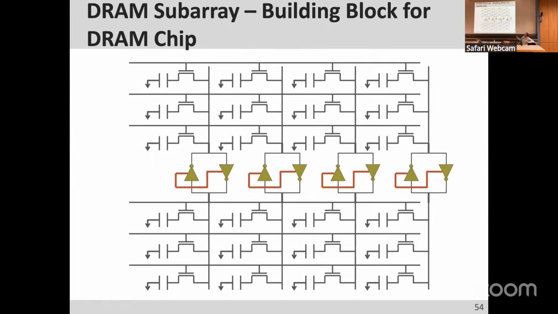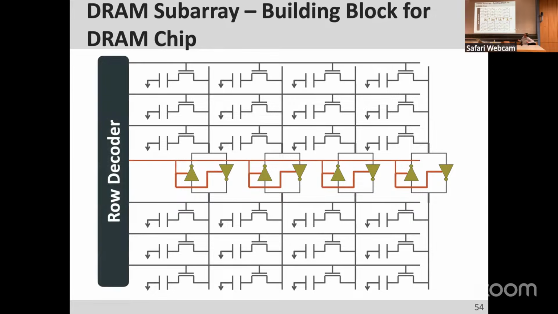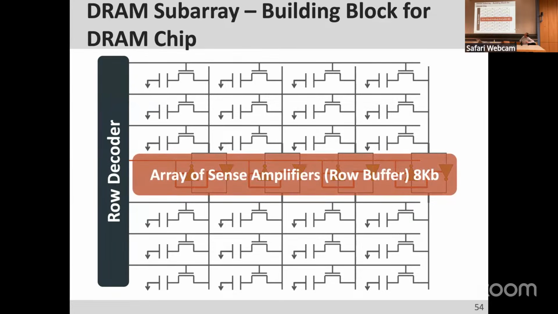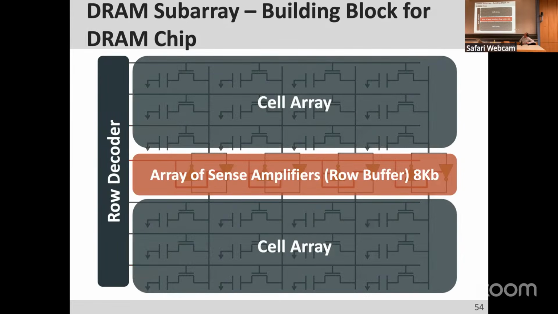And this is a subarray. This is just a piece of the DRAM. And that's the enable circuitry for the sense amplifier, which needs to be there. So there's a row decoder now. When you're given a row address, that row decoder figures out which row you're accessing and enables it. And this is the array of sense amplifiers, which is also called the row buffer. In this particular case, we have 8 kilobits of them in a subarray, which is not an unreasonable number. It's actually a common number. And these two cell arrays together are the same subarray. Make sense?